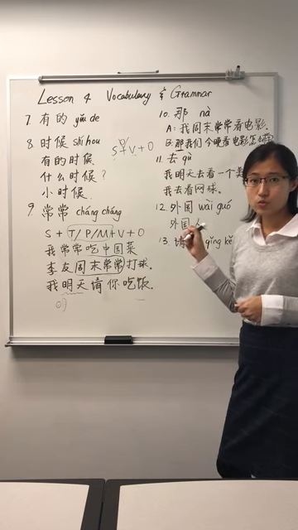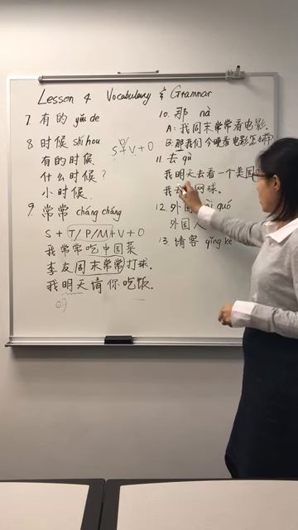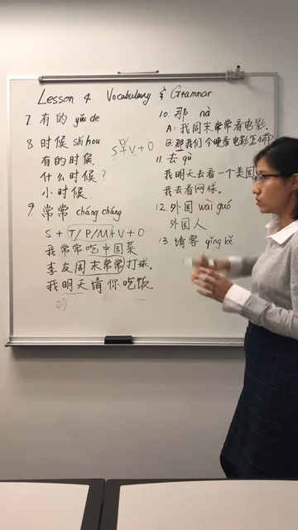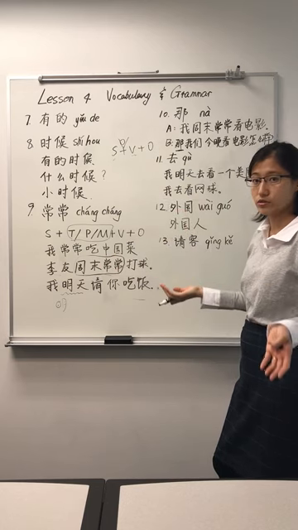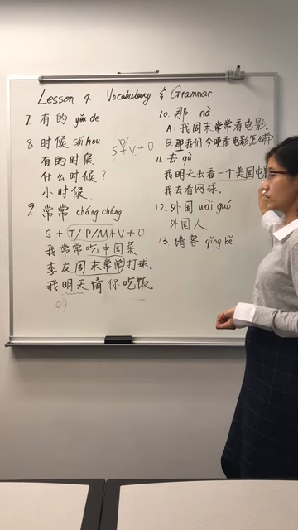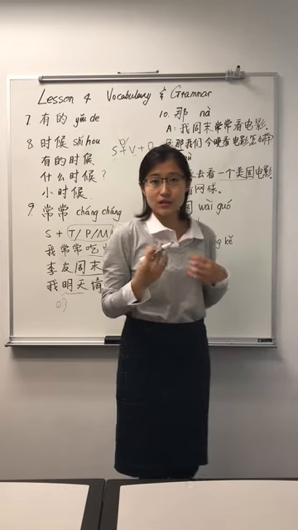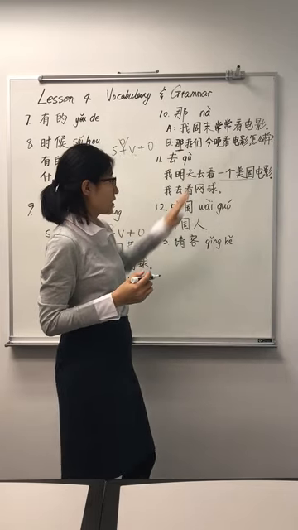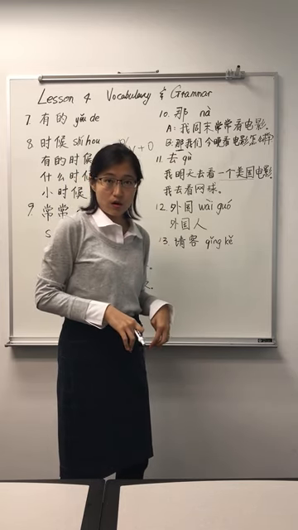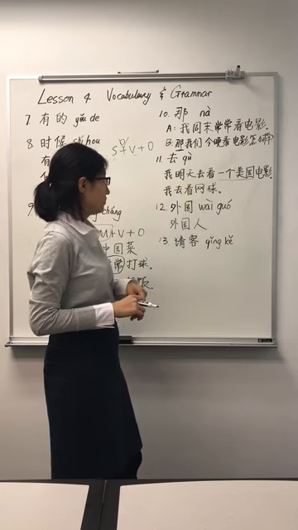Okay, next one is 去. 去 means to go somewhere. This one means changing the location. It's not here. For example, 我明天去看一个美国电影. We cannot say it without 去, because I'm going to the theater or somewhere else, not at home, my home or current location. So I should say 去看电影.